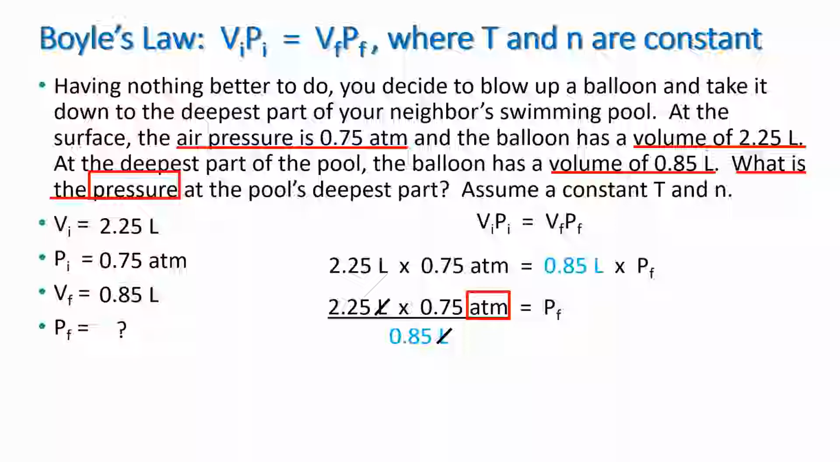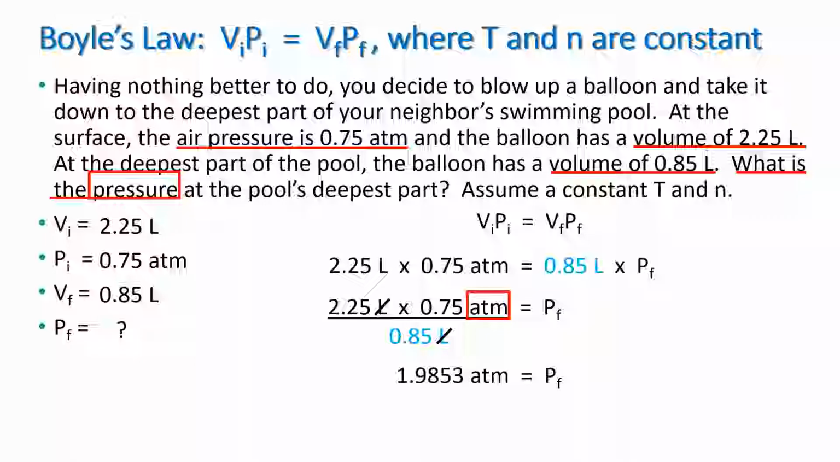Otherwise, we won't be able to answer the question that we're being asked. So now at this point, we can just do the math. We're going to multiply the numbers on top, which are 2.25 times 0.75 atmospheres, and divide by what's on the bottom, which is 0.85. And we get 1.9853 atmospheres being equal to our final pressure.